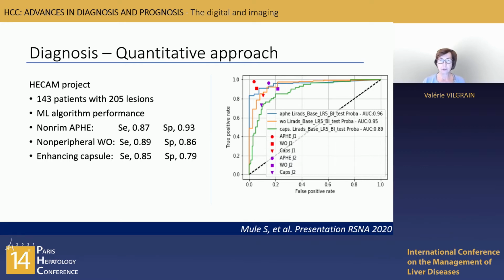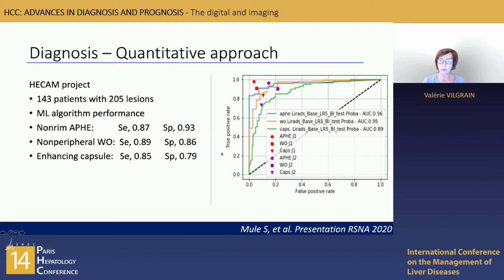We have included 143 patients, and here you see the diagnostic performance of the algorithm for the arterial phase hyperenhancement, for the washout, and for depiction of the enhancing capsule. Sensitivity and specificity of these features is quite high.